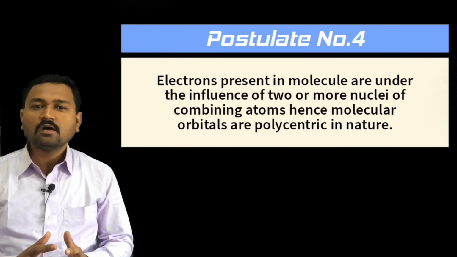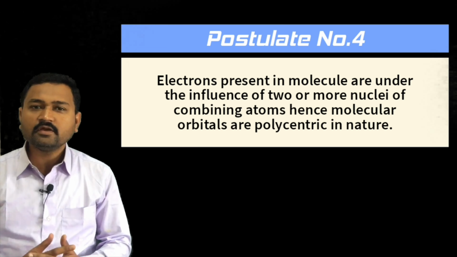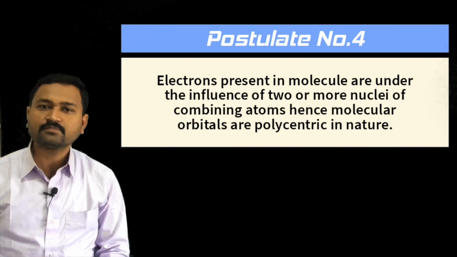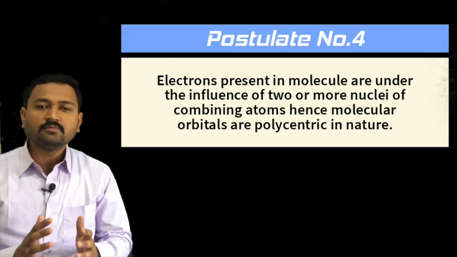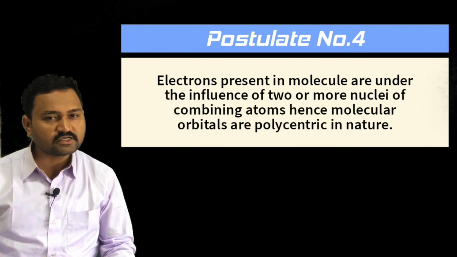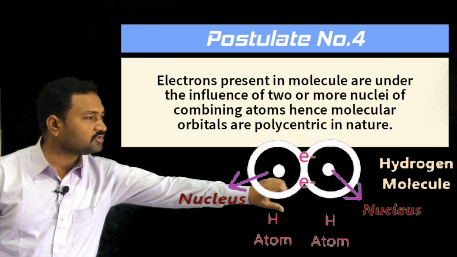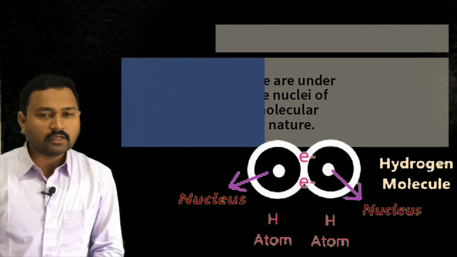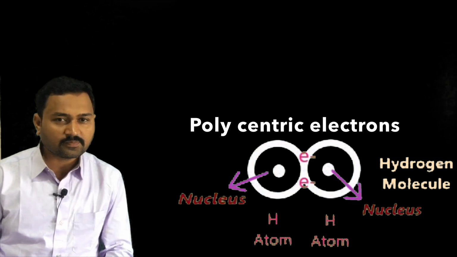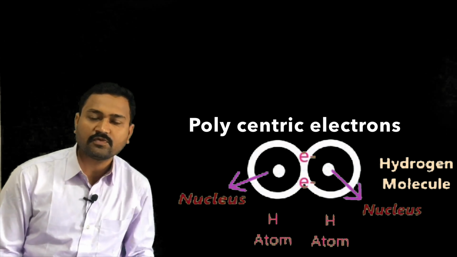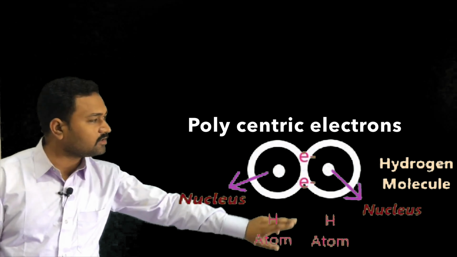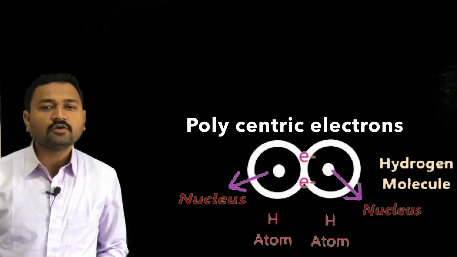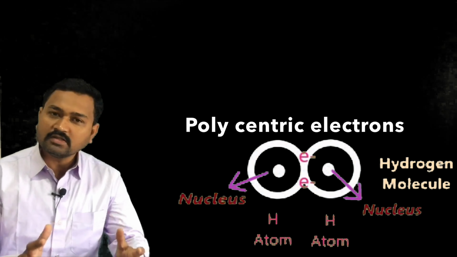The electrons present in the molecule are under the influence of the two nuclei of the combining atoms. Hence, generally the molecular orbitals are polycentric in nature, which I have shown here. After the formation of the molecular orbital, the electrons are under the influence of the nuclei of the two hydrogen atoms in the hydrogen molecule. Hence, molecular orbitals are known as polycentric in nature.